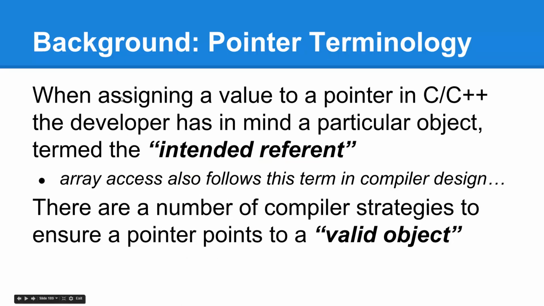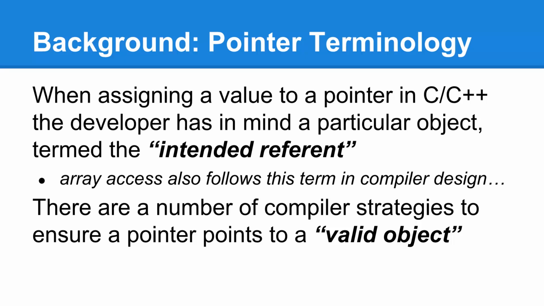So let's first cover some terminology. When assigning a value to a pointer in C or C++, the developer has a particular object in mind, and it is termed in general the intended referent. This term, the intended referent, will be used multiple times throughout this lecture, and is one that you should take note of. Array accesses also follow this terminology as well. The bracket index notation simply just means that the intended referent is the ith or nth member of that array of objects.